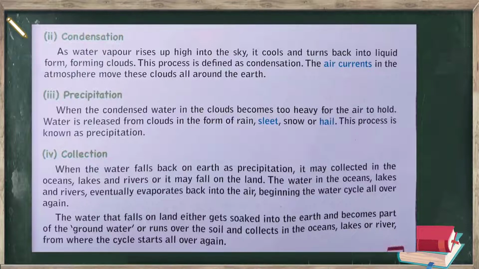Now collection, when the water falls back on the earth. Now water has fallen in the form of rain on the earth. It may be collected in the oceans, lakes or rivers, and it may fall on the land. The water in the oceans, lakes and rivers eventually evaporates back into the air, beginning the water cycle all over again. So this process is continuing. It never stops, it never ends, it's always continuing. This process does not have any end.